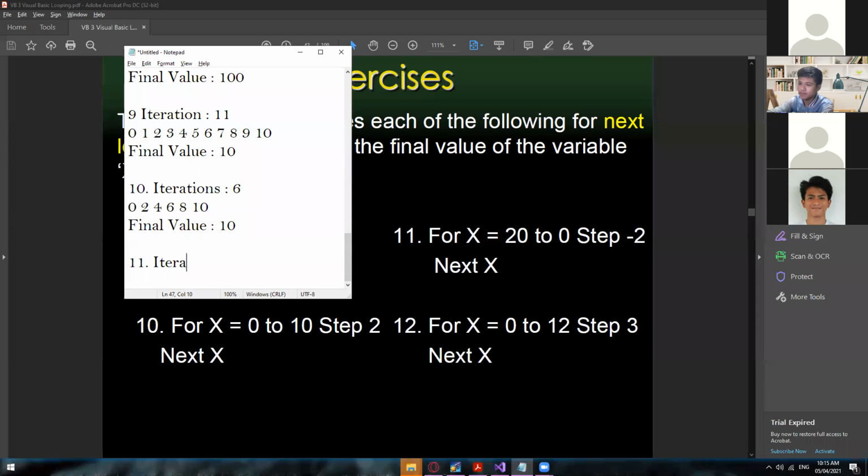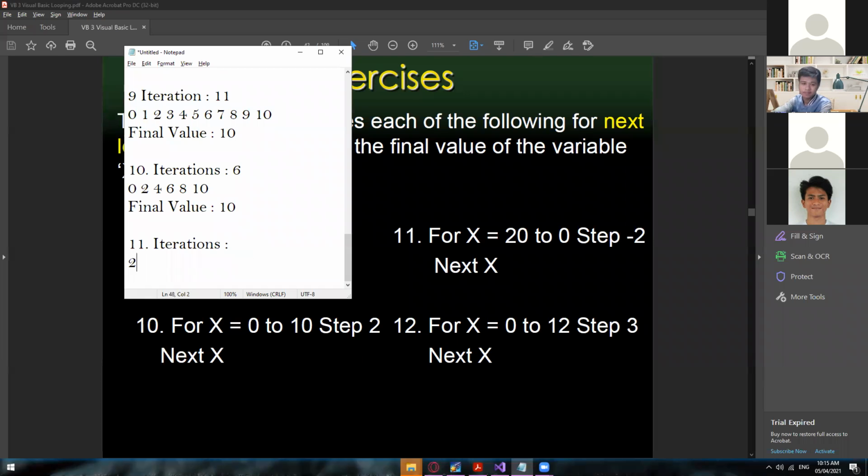Anyway, how about number 11? How many times will this iterate? So we have here a range of 20 to 0, and it's decrementing by 2. So the first or initial value is 20. It's decrementing by 2. Next is 18, 16, 14, 12, 10, 8, 6, 4, 2, and 0.